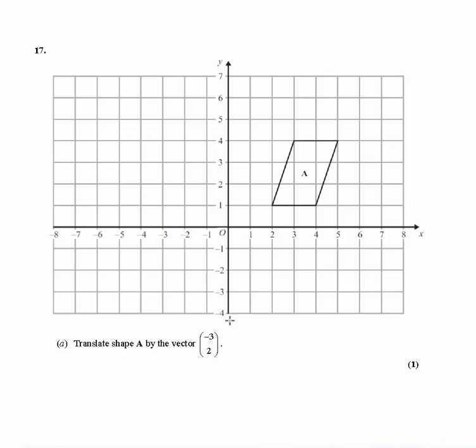So you've got to move every single point by this amount. Okay, sometimes you can just move one and then see how the rest of them go, but it's probably simple just to move all of these points along 3 and up 2. Make sure you go along in the right direction, and then you've got your shape.